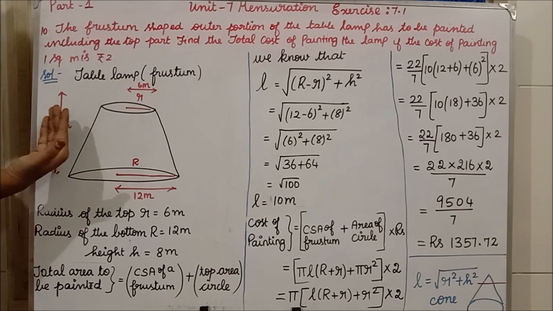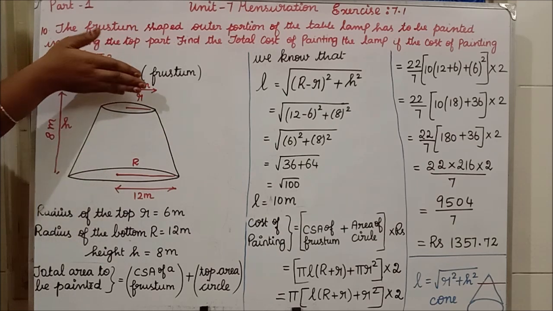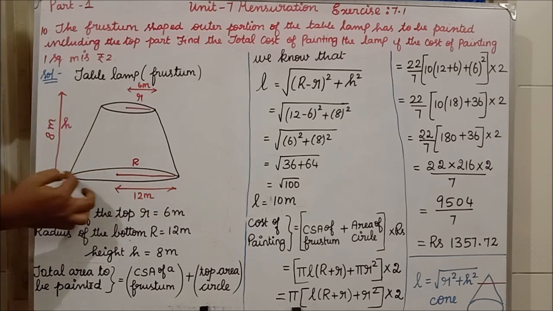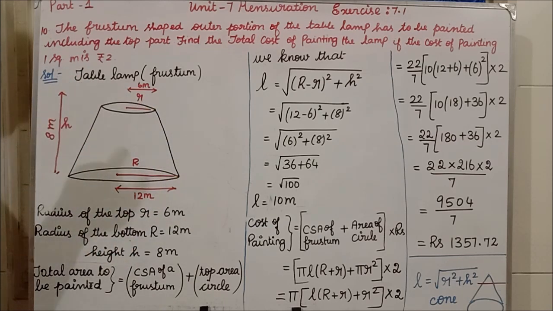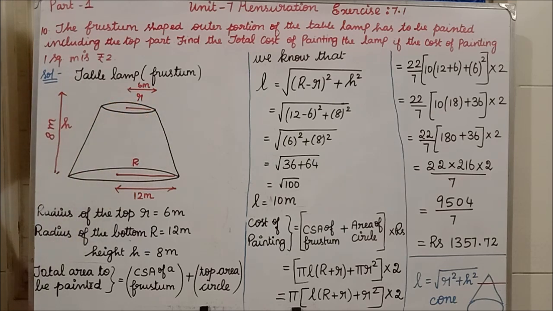Okay, they are painting the curved surface area as well as the top. Clear? So they are not painting this area, so you have to leave this area. What you have to write is the curved surface area of the frustum plus the area of the circle. That area only we have to find. Is the question clear now? Yes.